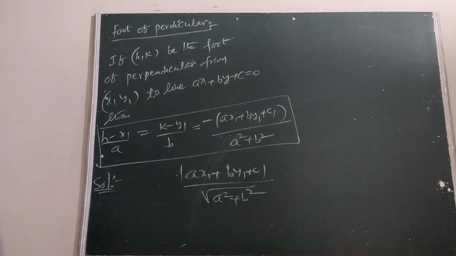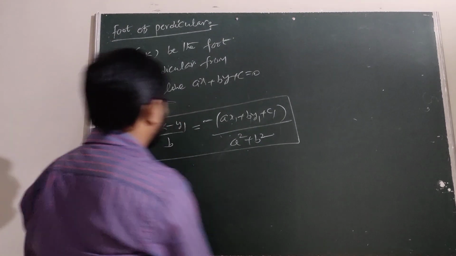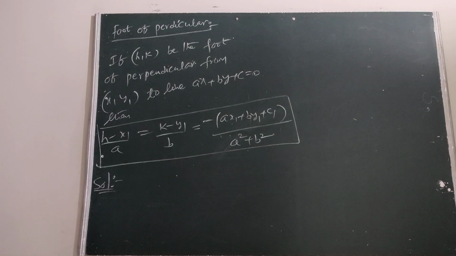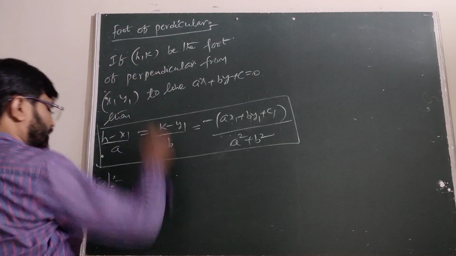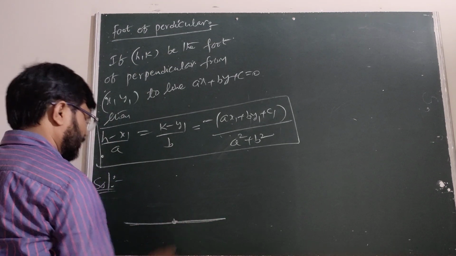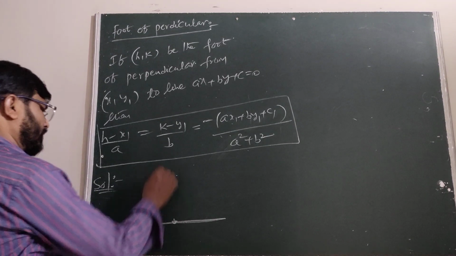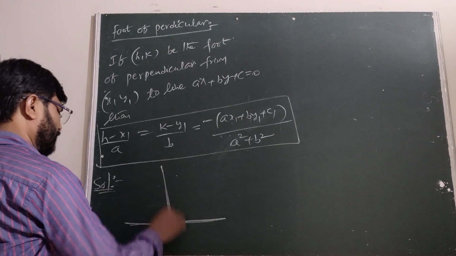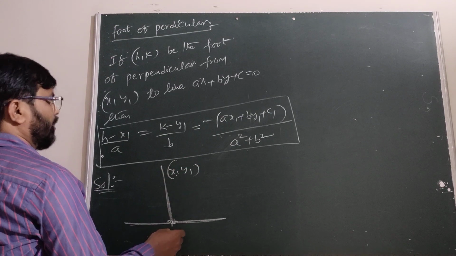Now we have to find the foot of the perpendicular. It is given that h comma k is the foot of the perpendicular. Suppose we are taking h comma k as the foot of the perpendicular from the point x1 comma y1 on the line.